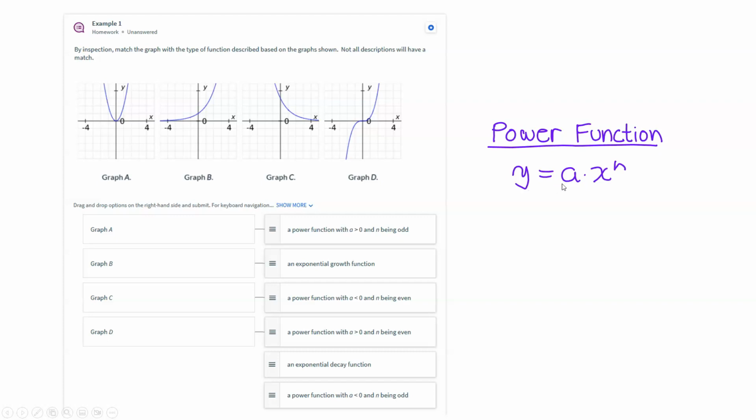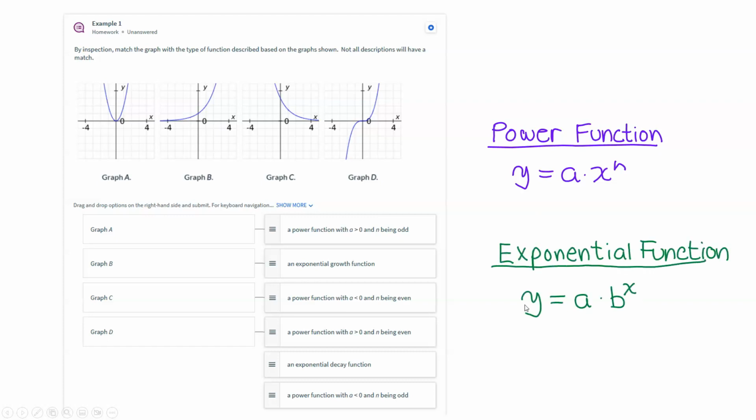going to be of the form y equals a times x to the n power. This looks like a power function. This looks like a power function. These look like exponential functions. Exponential functions have the format y equals a times b to the x.